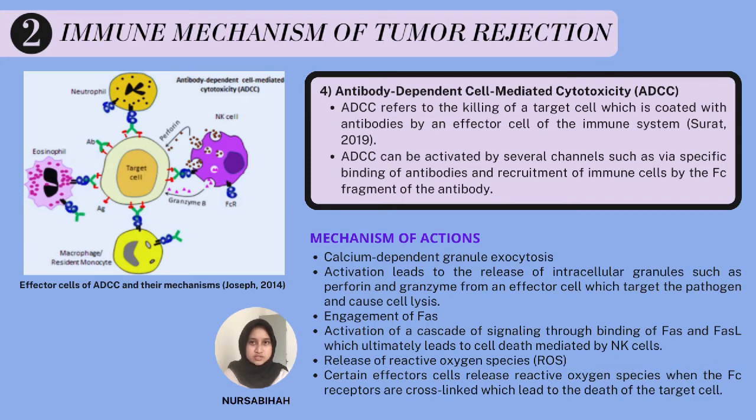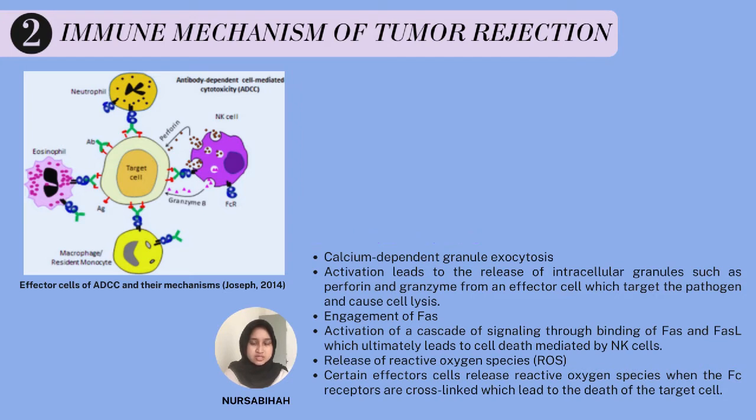There are three modes of action by ADCC. The first one is activation of calcium-dependent granule exocytosis, which leads to the release of intracellular granules from an effector cell that target the pathogen. In exocytosis, perforin and granzyme are released to attach and form pores at the cell membrane, which then leads to cell lysis. Second is the engagement of Fas, which activates a cascade of signaling and leads to cell death mediated by NK cells. The third one is through the release of reactive oxygen species by certain effector cells when the Fc receptors are cross-linked to induce cell death.